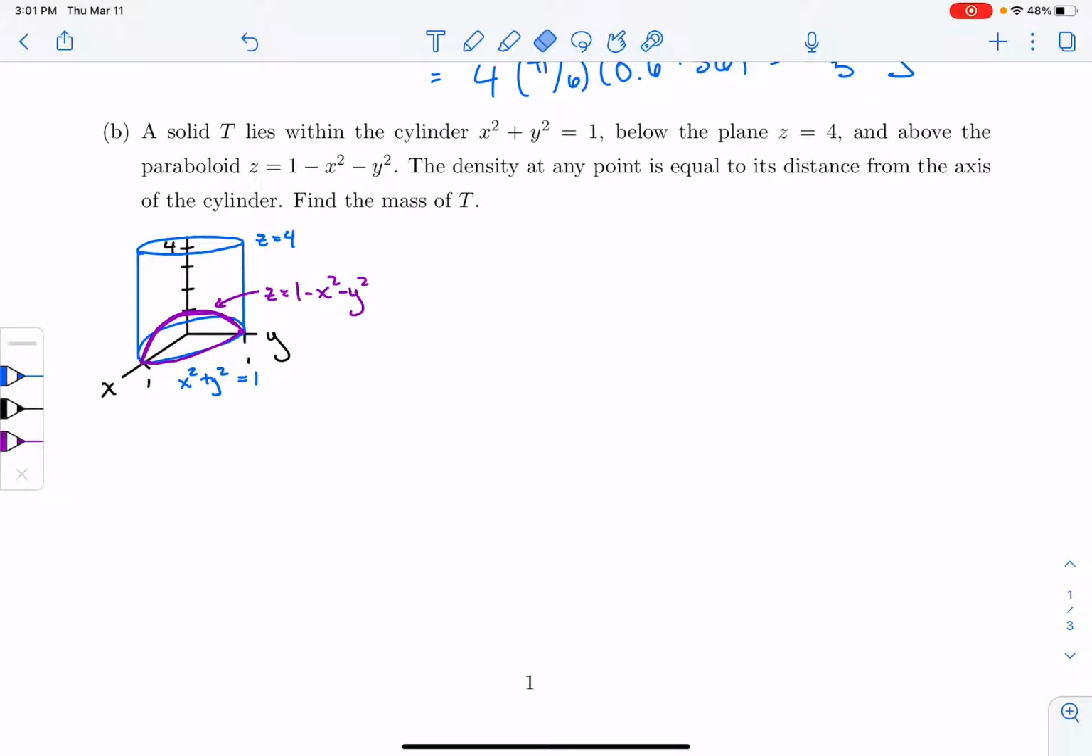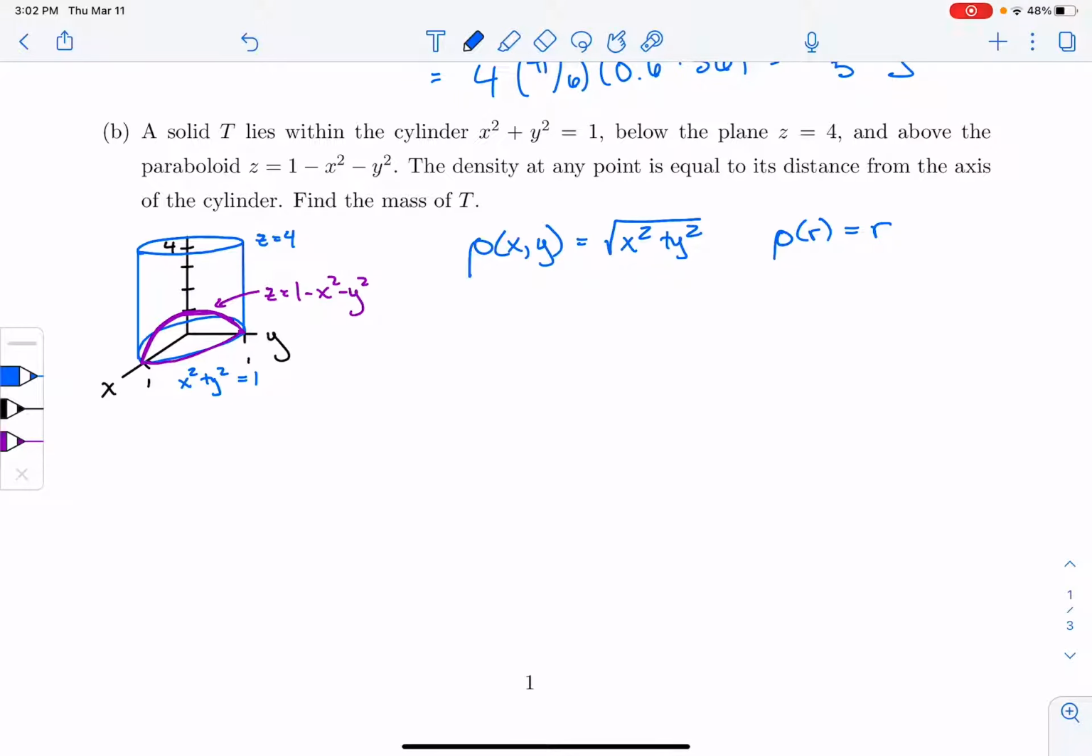And then it says that the density of whatever's inside that cylinder at any point is equal to its distance from the axis of the cylinder. So the density, as a function of x and y, would be the distance from the center, which is just the square root of x squared plus y squared. That's going to be the distance from the axis of the cylinder. Okay, so that's the distance from the z-axis, the square root of x squared plus y squared. Another way we can think about it is rho of r just being r.